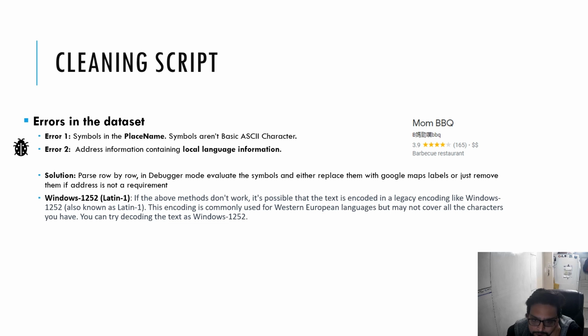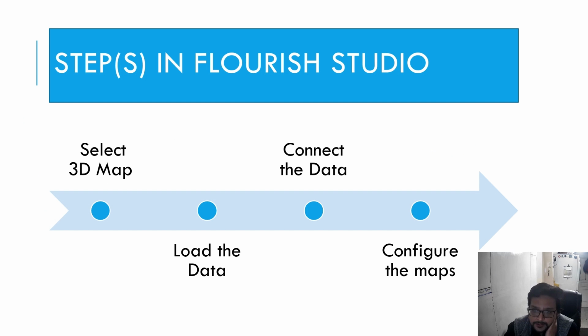So these are the two. This is the stuff that I identified in the cleaning script. What I did was I just basically replaced those symbols with an empty string. It doesn't always work well, but at least I know that the data set is in English or in UTF-8 encoding. Okay, now the steps in Flourish Studio.